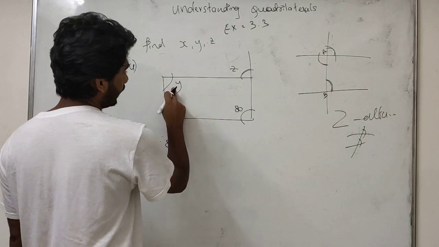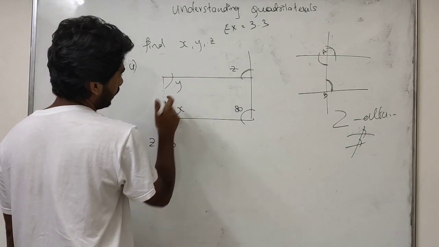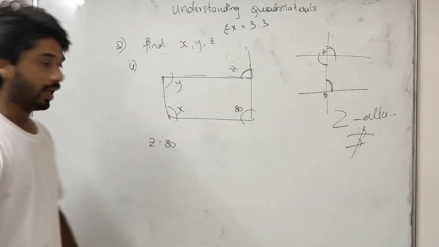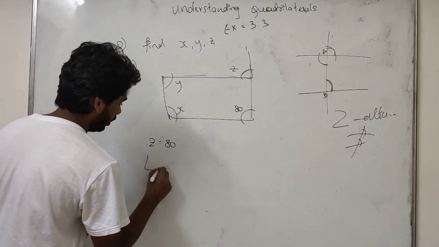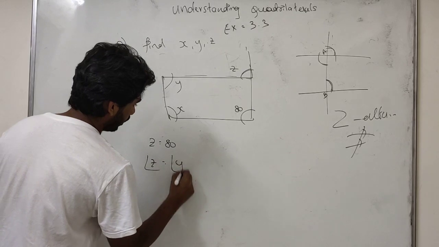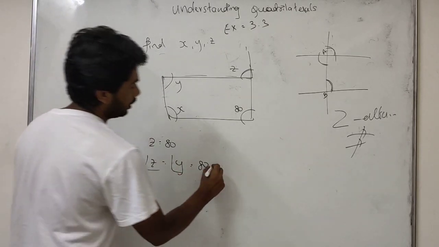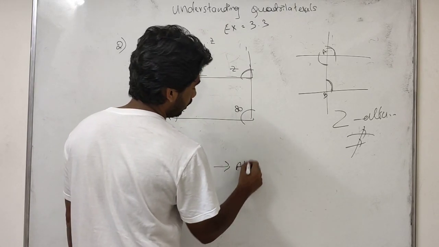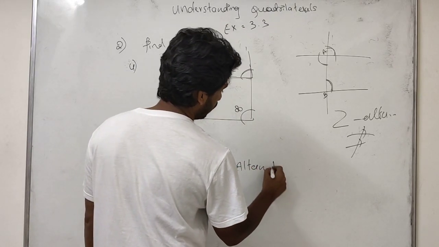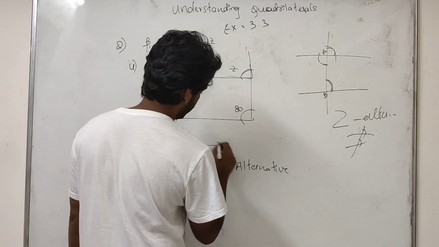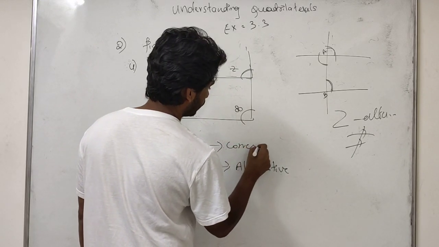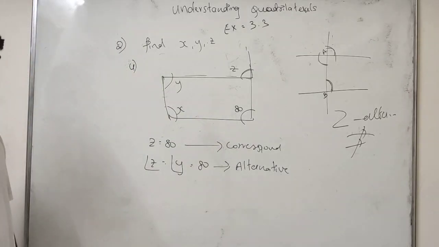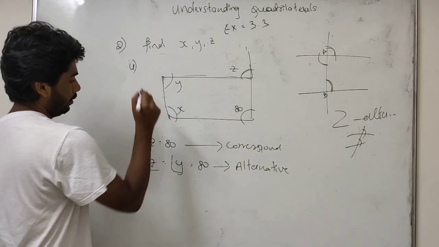Now angle z and y: the Z form is there, so we take alternate angles. Angle z is equal to angle y is equal to 80, because it is an alternate angle. Now friends, we got z and y.